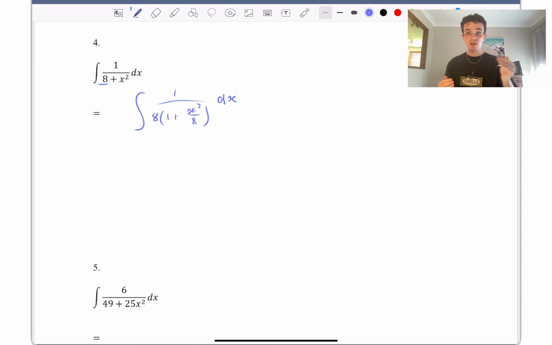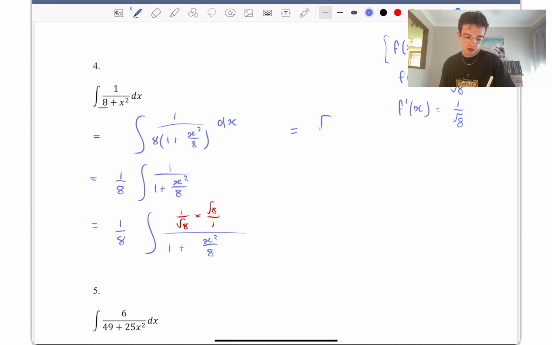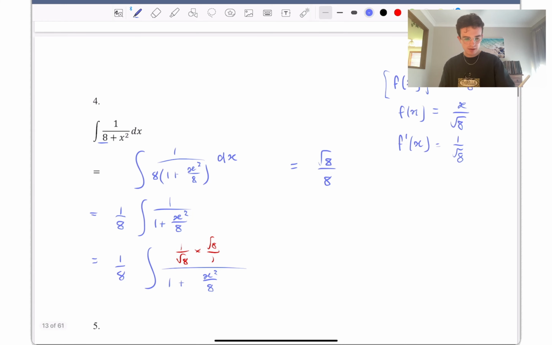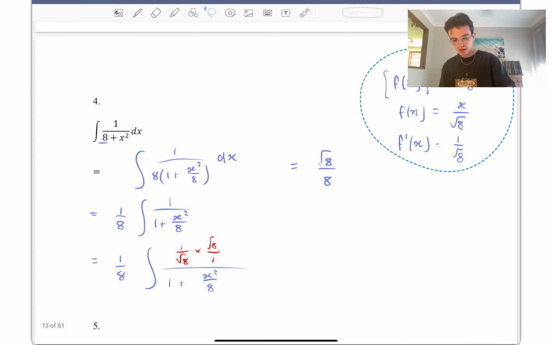Okay, so we're in the form we want now. We don't really like this here though, so we're going to say, let's take out that root 8 on 1. So root 8 over the 8 that was already there. That can go over there, times the integral of 1 on root 8 over 1 plus x squared on 8. And that's now in the form we want.